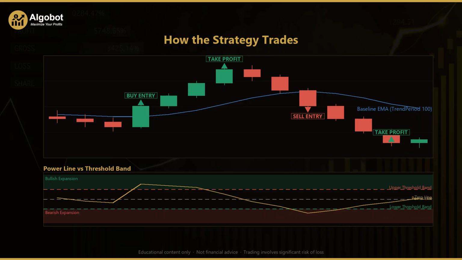So across this single illustration, you've seen both sides of directional power expansion: a long when upward acceleration expands through the band above the trend, and a short when downward acceleration expands through the band below it, each managed by the same ATR-based risk framework. This is a simplified educational example, and real markets rarely move this cleanly.